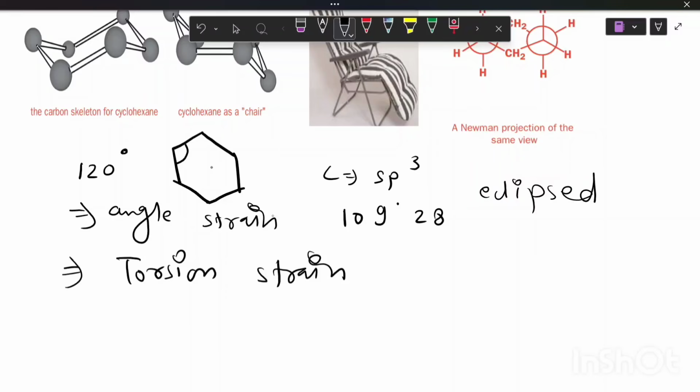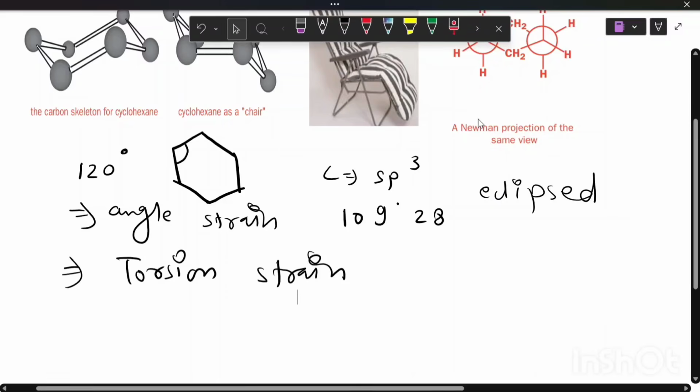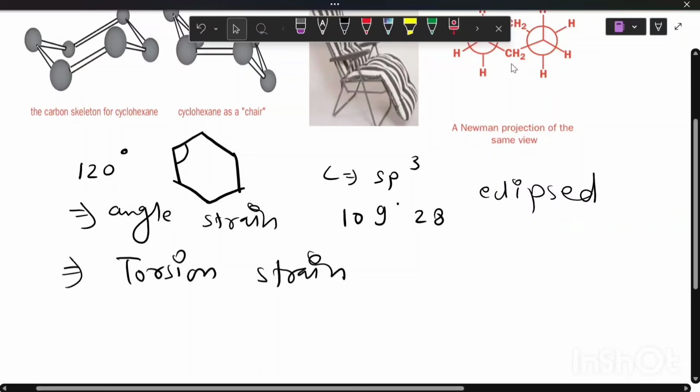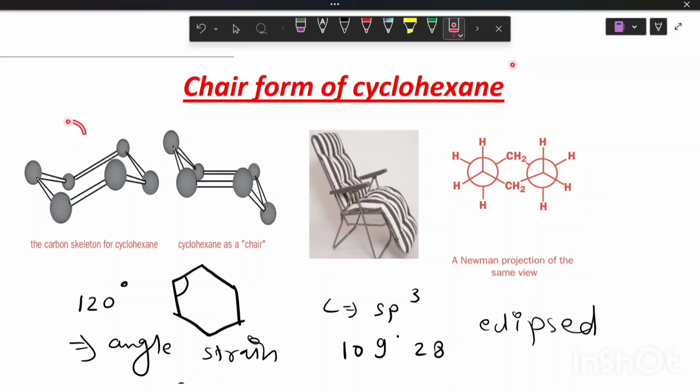So now what will happen? We need to put all bond angles in this way, 109.28. All bond angles must be there. When we try to connect carbons with one another, maintaining this bond angle, then what will happen? In that case, you will get the geometry like this only, the chair form of the cyclohexane. This type of shape you will get, the chair form of the cyclohexane. Here all bond angles are 109, the bond angle is maintained.